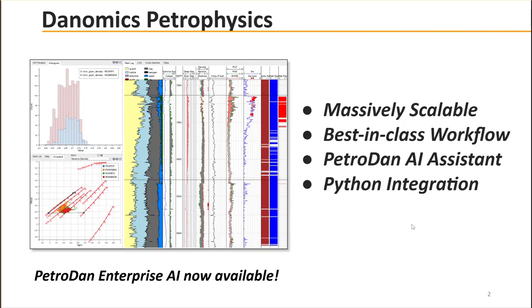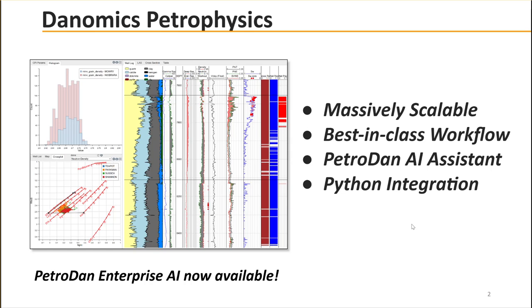So, as many of you know, Danomics got its start in petrophysics, and where we really have differentiated ourselves from everyone else in the petrophysics space is we built our petrophysics tool so that it is natively multi-well. So you can go through and build out your interpretations at massive scale. So whether or not you're working on 100 wells, 1,000 wells, or 100,000 wells, Danomics workflows and software are able to accommodate that and help you build out interpretations.